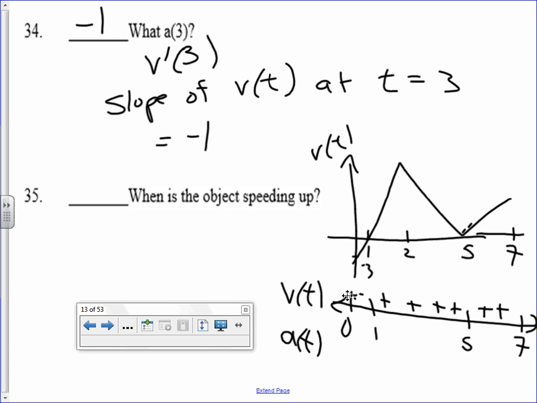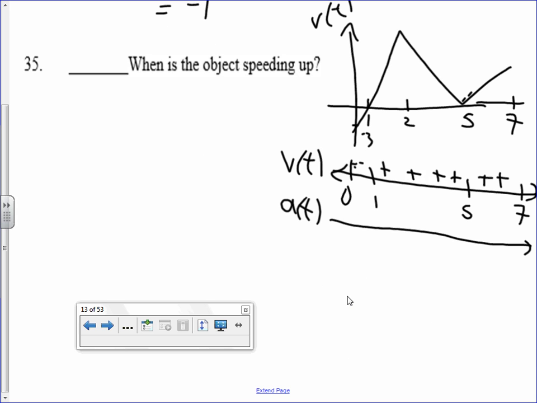Acceleration is the slope of the velocity. So if you look, the slope is positive from 0 to 2. It's going up, it's increasing. So from 0 to 2, our slope is positive. From 2 to 5, my velocity is decreasing, its slope is negative. And from 5 to 7, it's increasing, its slope is positive.